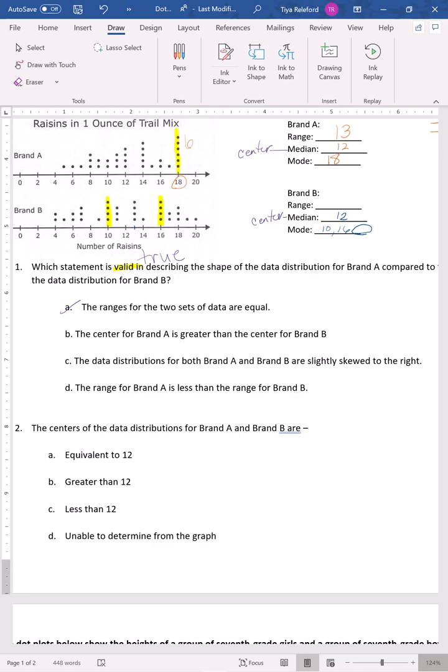The center for brand A, which is 12, is greater than the center for brand B, which is 12. Is 12 greater than 12? No.